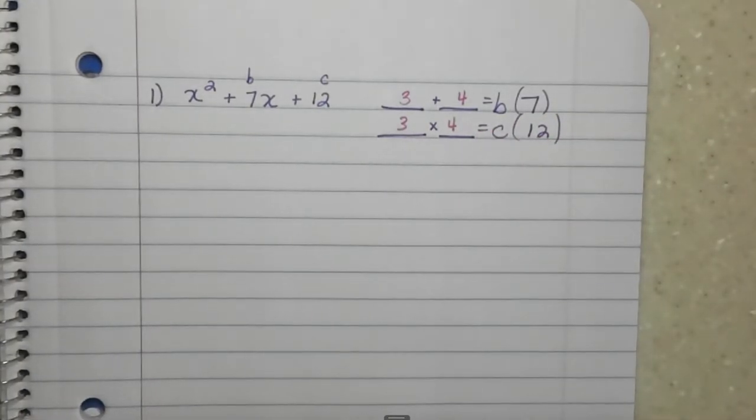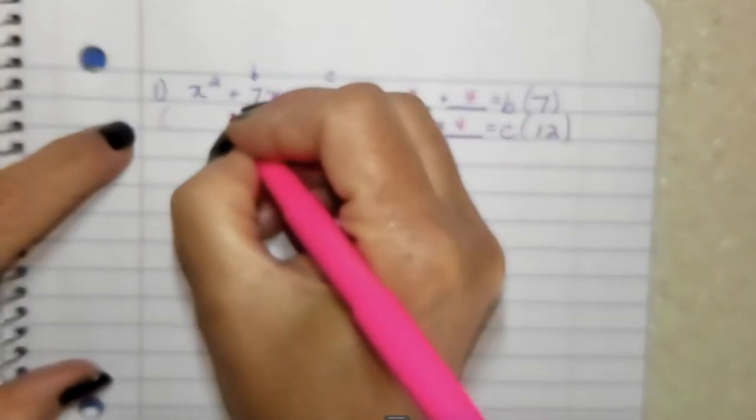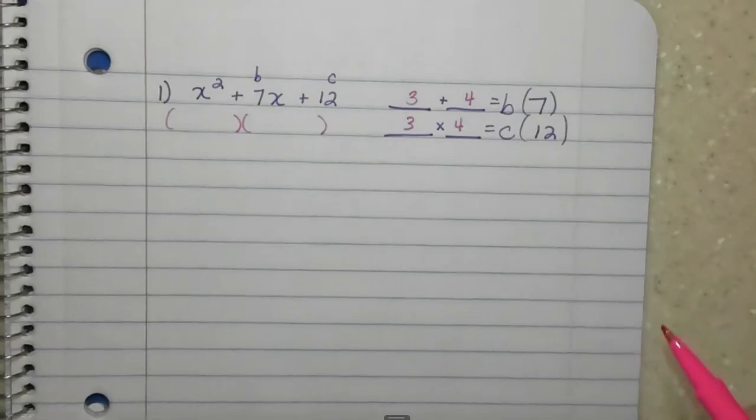A positive 3 and a positive 4 makes a positive 12 when you multiply. So now you've got your factors. Now here's how you're going to write it. Two sets of parentheses.